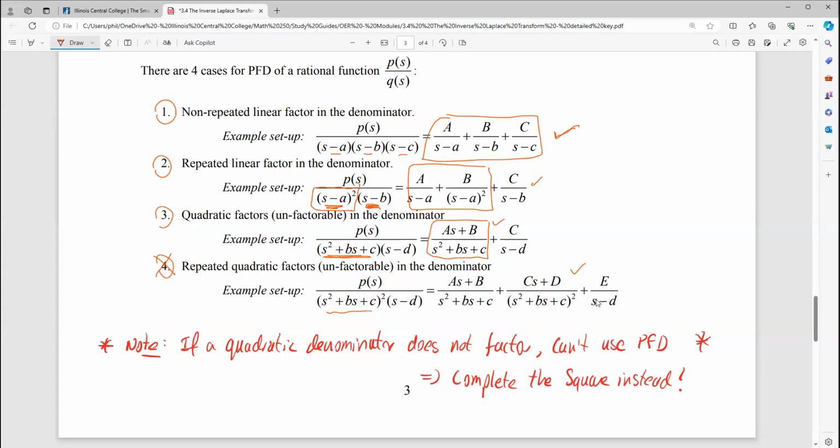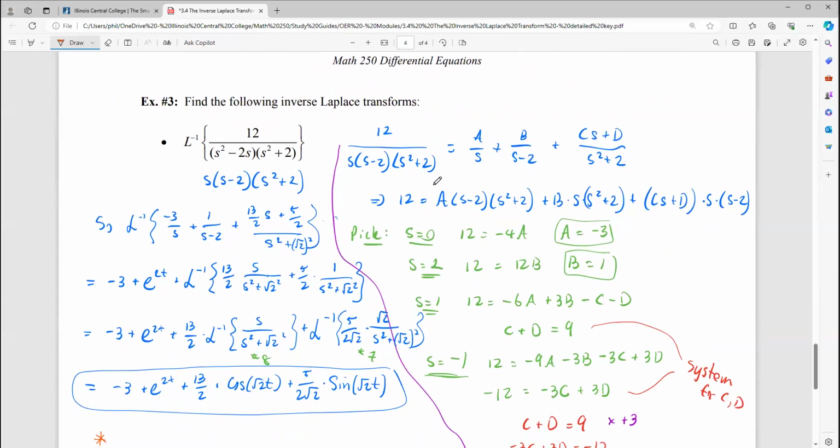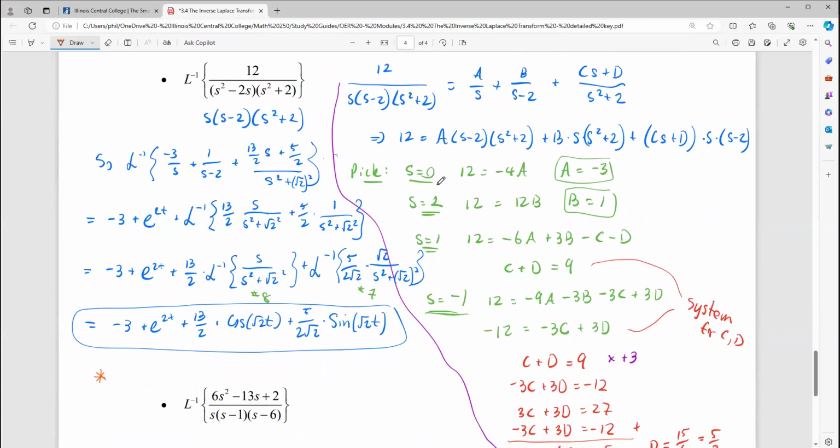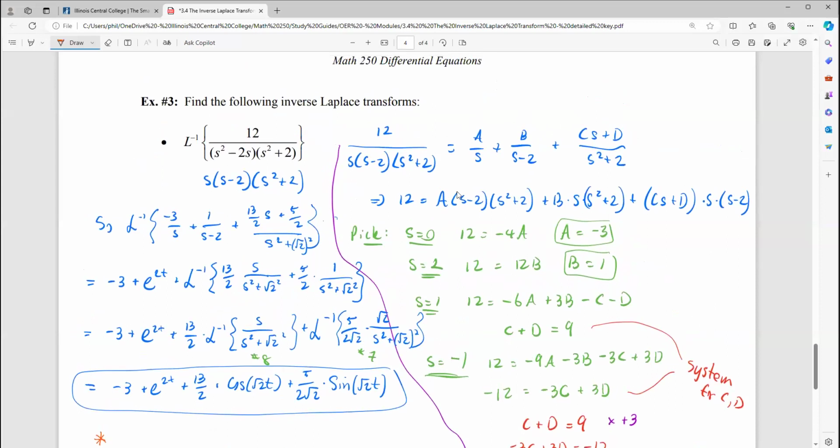So this is the setup, and then we can proceed with clearing the denominators and making our choices. All right, let's give it a go for some others here. The next one here is a little bit more interesting, a little bit more tricky. For this one here, we want the Laplace inverse of 12 over s squared minus 2s, times s squared plus 2. And the first thing here, notice this actually factors a little bit further. I really want to read it like this.